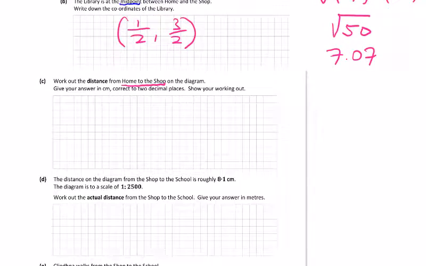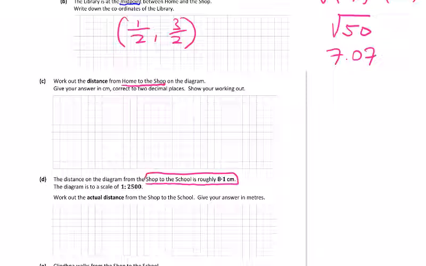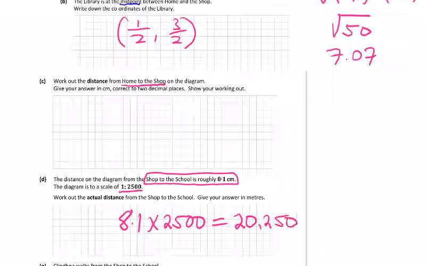Then the distance on the diagram from shop to school is 8.1 centimeters. The diagram has a scale of 1 centimeter is 2,500 really. So the actual distance will be 8.1 by 2,500. So calculator use here. 20250 it's given me. So this is in centimeters.